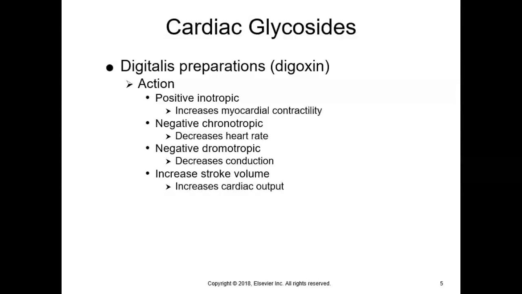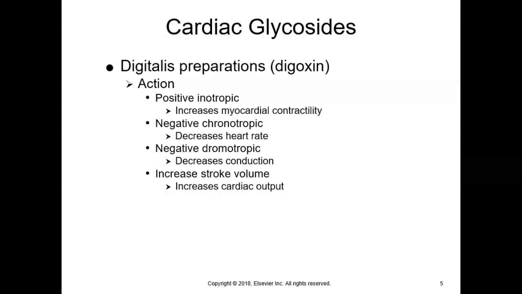Cardiac glycosides are also sometimes called digitalis glycosides, and they work by inhibiting the sodium-potassium pump, which results in an increase in intracellular sodium. This increase leads to an influx of calcium, which causes the cardiac muscle fibers to contract more efficiently. Digitalis preparations like digoxin have 3 effects on the heart muscles. They promote a positive inotropic action, which increases myocardial contraction and stroke volume.